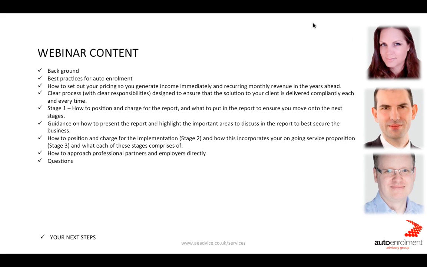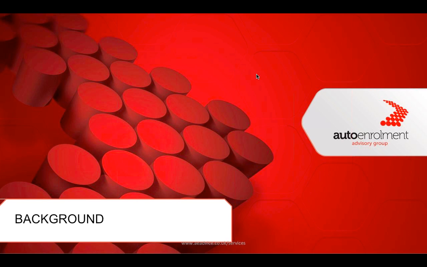And what I'll do is, for stage 1, talk about how to position and charge for the report, but also talk about how to present it effectively. Then we'll talk about stage 2 and stage 3. And most importantly, the key factor is a lot of our auto enrolment work is likely to come from people we work with professionally. So that comes from HR professionals, accountants, lawyers, people like that. So how do we engage with those individuals and those firms to make sure that we work with them well? And then I'll answer any questions.